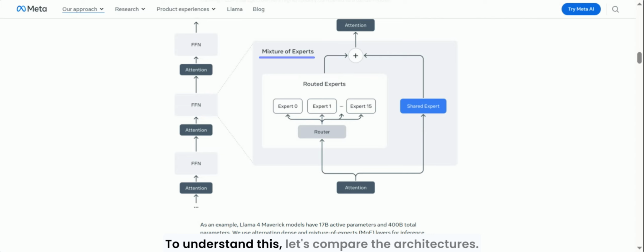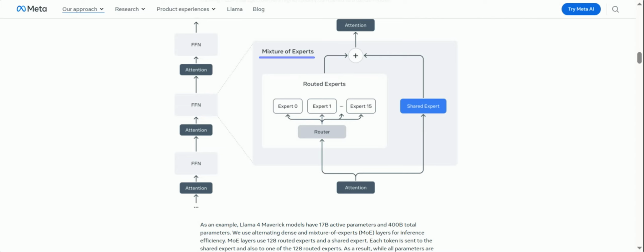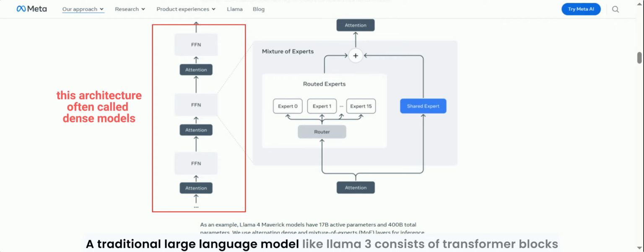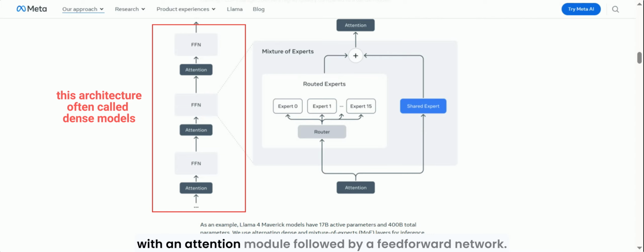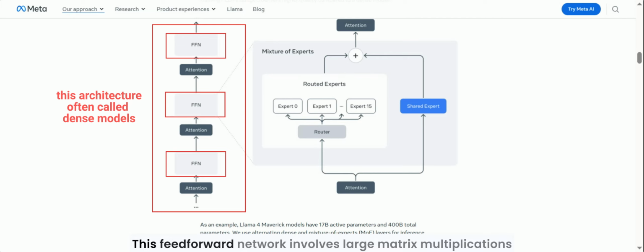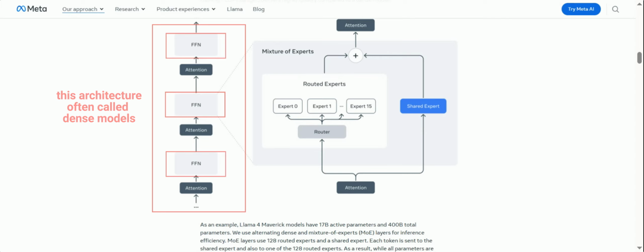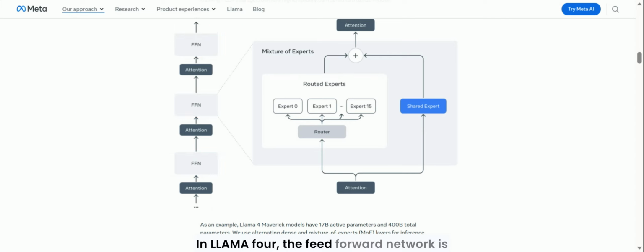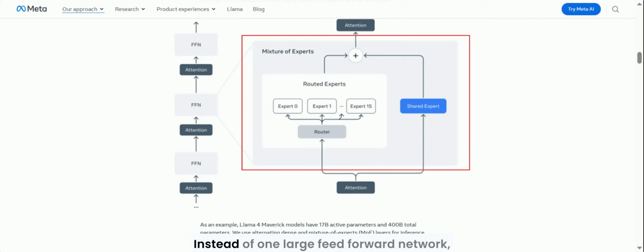To understand this, let's compare the architectures. A traditional large language model, like LLaMA 3, consists of transformer blocks with an attention module followed by a feed-forward network. This feed-forward network involves large matrix multiplications, which are computationally intensive. In LLaMA 4, the feed-forward network is replaced with a mixture of experts layer. Instead of one large feed-forward network, we have multiple smaller expert networks.